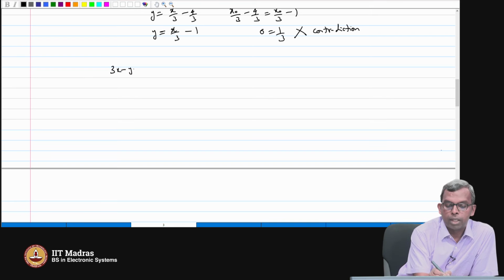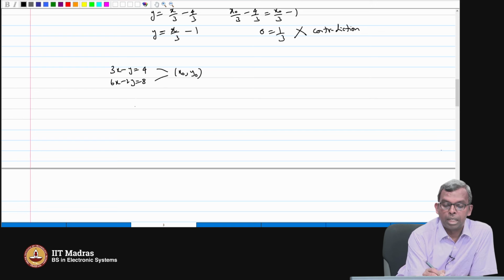3x minus y is 4, 6x minus 2y is 8. Okay. Once again, we will assume that these two are going to intersect at x naught, y naught. This is our assumption, and then we plug in here. So, here there is a slightly different case. You will see where this comes from.